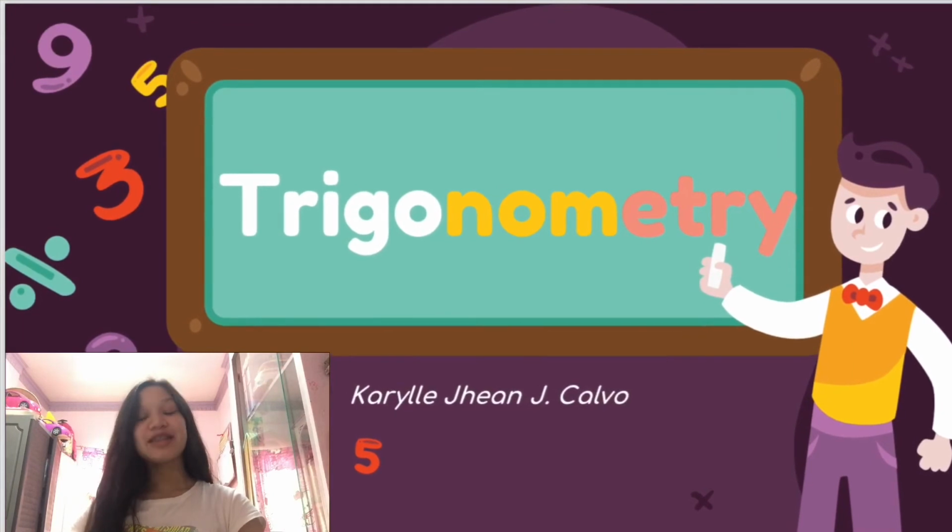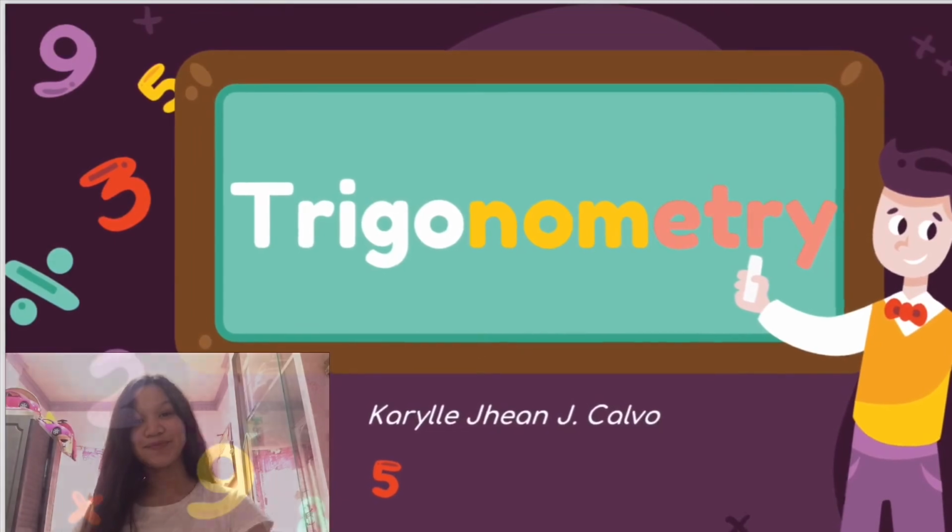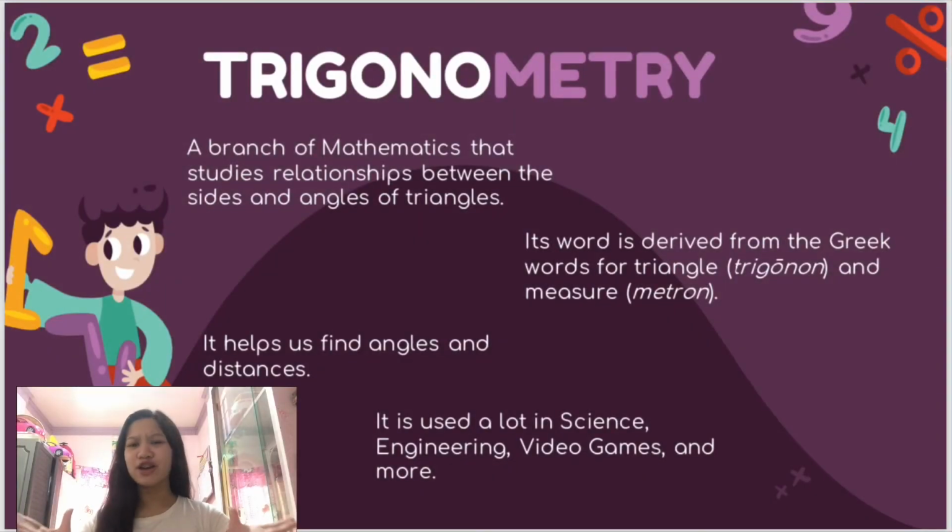Hi, my name is Karil Jean Calvo, and I would be talking about the topic trigonometry. So what is trigonometry? Trigonometry is a branch of mathematics that studies relationships between the sides and angles of triangles. The word trigonometry is a 16th century Latin derivative from the Greek words for triangle, trigonon, and measure, metron. Trigonometry helps us find angles and distances. It is also used a lot in science, engineering, video games, and more.